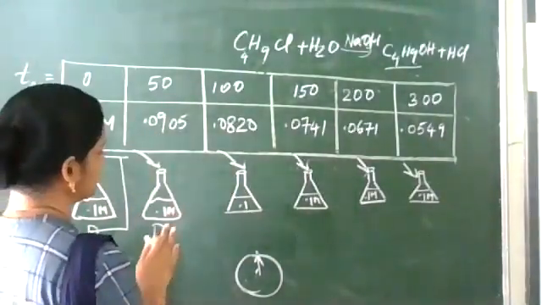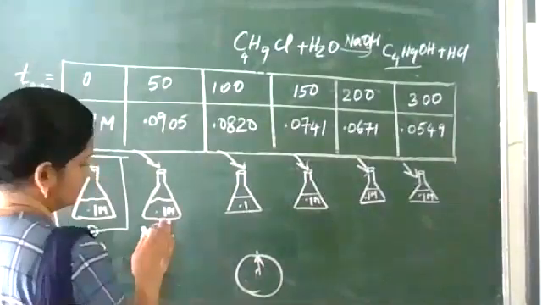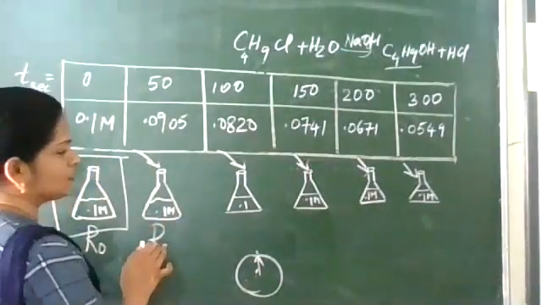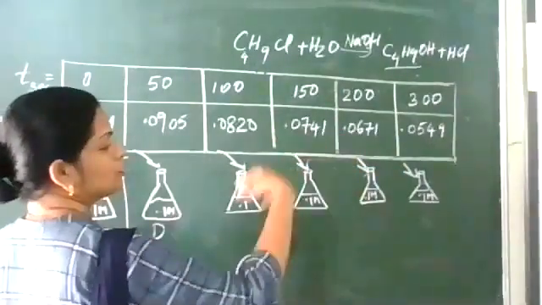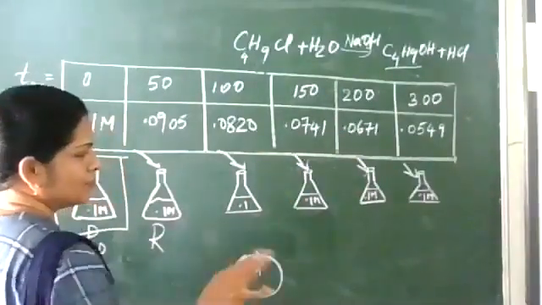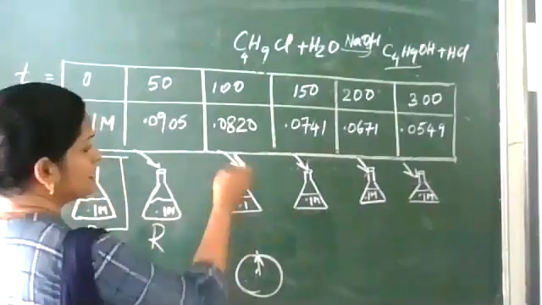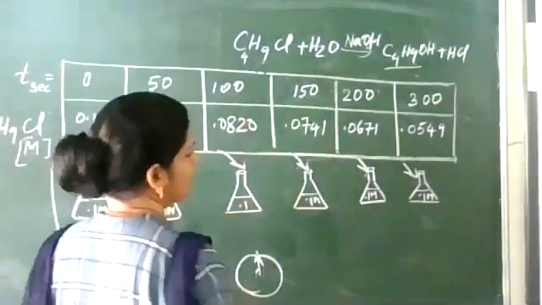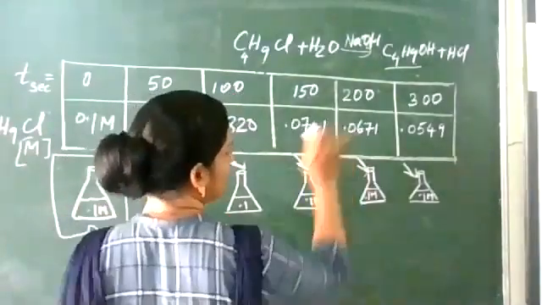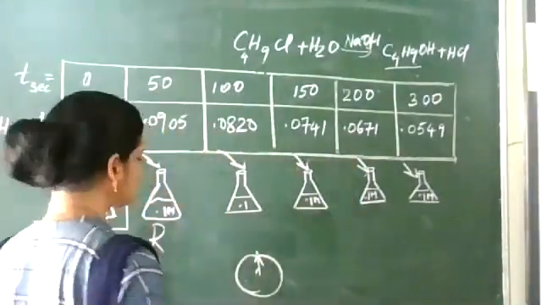So after 50 seconds, we are going to take this conical flask. At that time, let the reaction go on in the other conical flasks. We are not touching those. We will take this one after 100 seconds, this after 150 seconds, and this after 200 seconds.